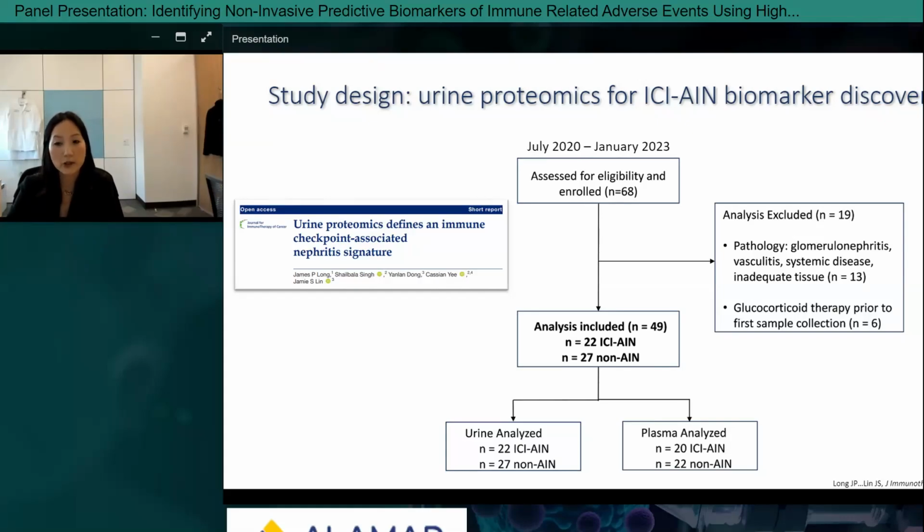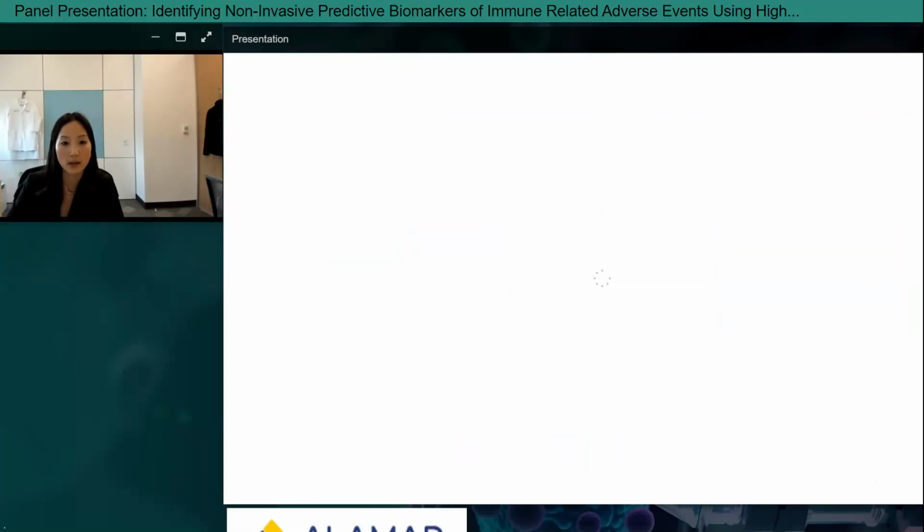And of course, if a patient was already started on treatment for ICI-AAN with steroids, which is going to impact the protein levels in urine and plasma, we also excluded those cases. And so that left us with a total of 49 cases, 22 patients with ICI-AAN and 27 with non-AAN.